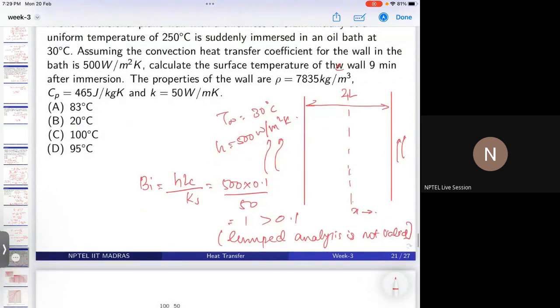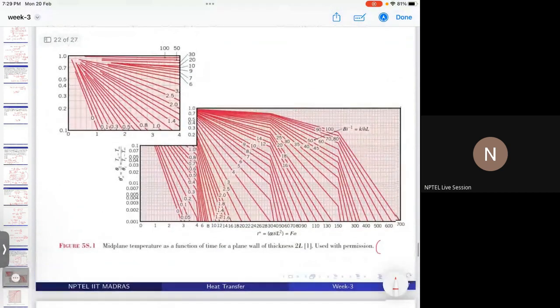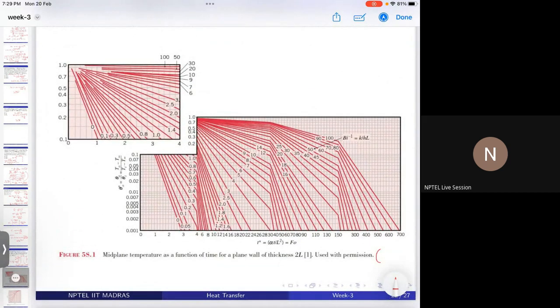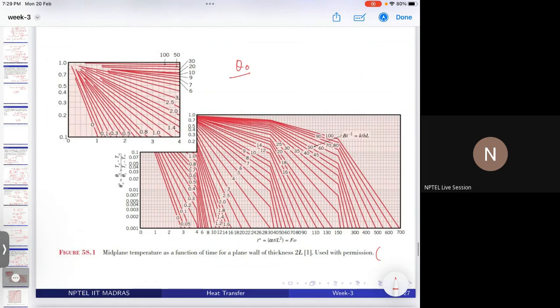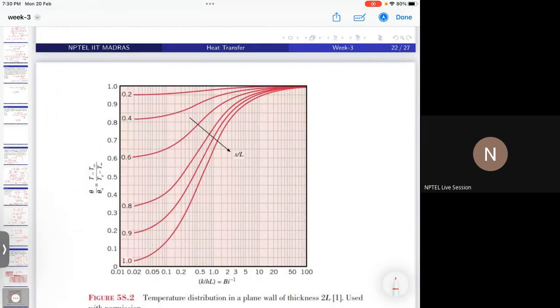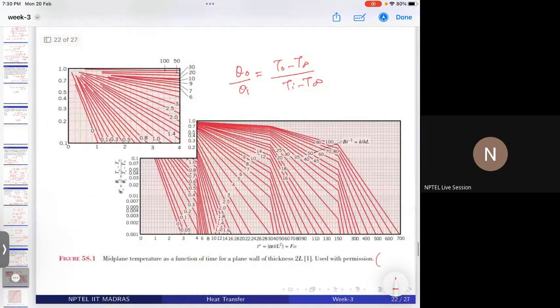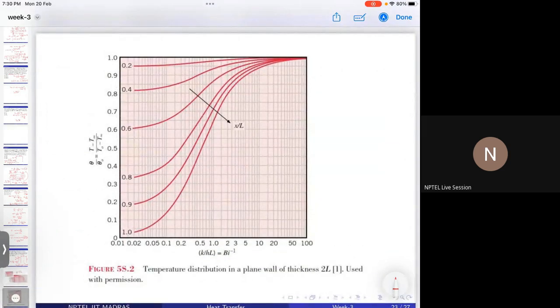First, we need to find the surface temperature of the wall. Let's look at the first chart. From the first chart, we cannot find the surface temperature, because it gives theta O by theta I, which is the midpoint temperature. But using that midpoint temperature, we can find the temperature at any location X. So by using the data from the first chart, we can find the surface temperature.